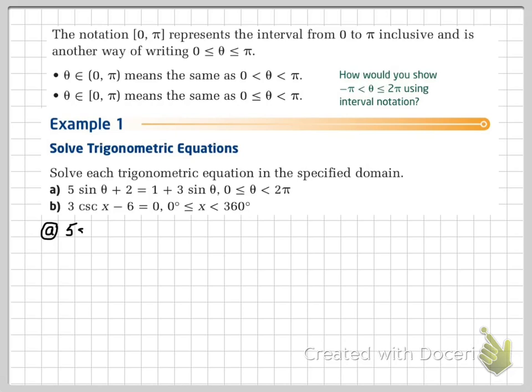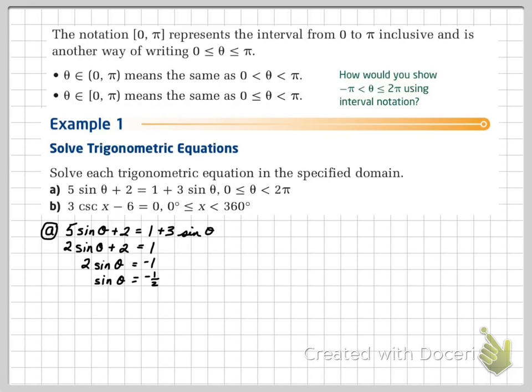So here we go. 5 sine theta plus 2 is 1 plus 3 sine theta. Notice that I have 5 sine theta on one side, 3 sine theta on the other side. If I subtract 3 sine theta from both sides, I'll end up with 2 sine theta plus 2 is equal to 1. Now, I want to isolate sine theta, so I'm going to subtract 2 from both sides, and I will end up with 2 sine theta is equal to negative 1. At this point, I can divide both sides by 2 to get sine theta equals negative 1/2.